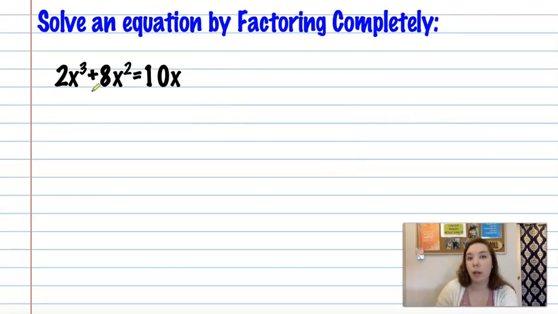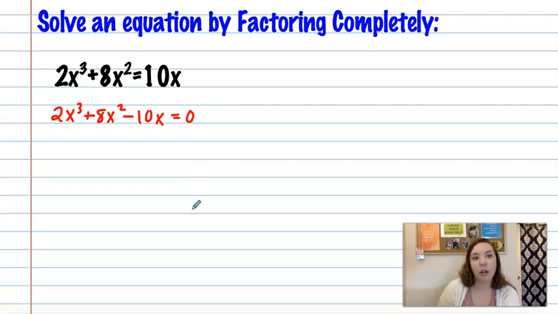This one says solve the equation by factoring completely. So when you have an equation, you want it to be 0 on one side. So this one, I'm going to move that 10x to the other side, which will make it a -10x equals 0. And now I'm going to remove the largest common factor I can. So it looks like 2 goes into all 3, and I could also pull out an x. So 2x is my greatest common factor, and then I'm left over with x squared plus 4x minus 5.